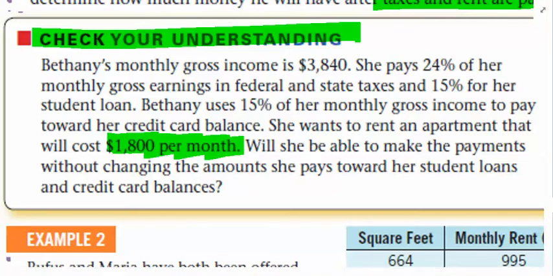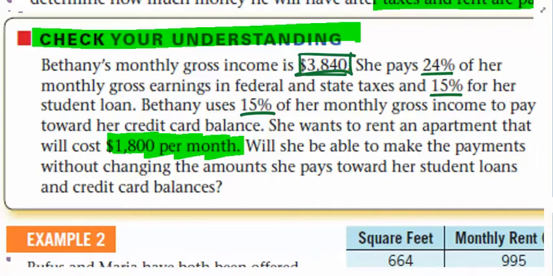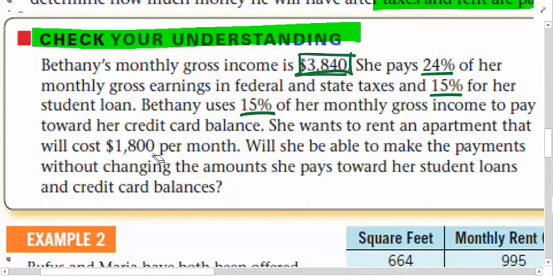Now in her case, she has a gross income of $3,840 each month, but she loses 24% of that directly to federal and state taxes, and she also spends 15% of that right away on her student loan. Also 15% of her gross. So all of these percentages are calculated based on this gross income. But she also pays 15% of her gross income to pay towards her credit card balance. If she pays for nothing else, will she have $1,800 per month to spend on her rent?